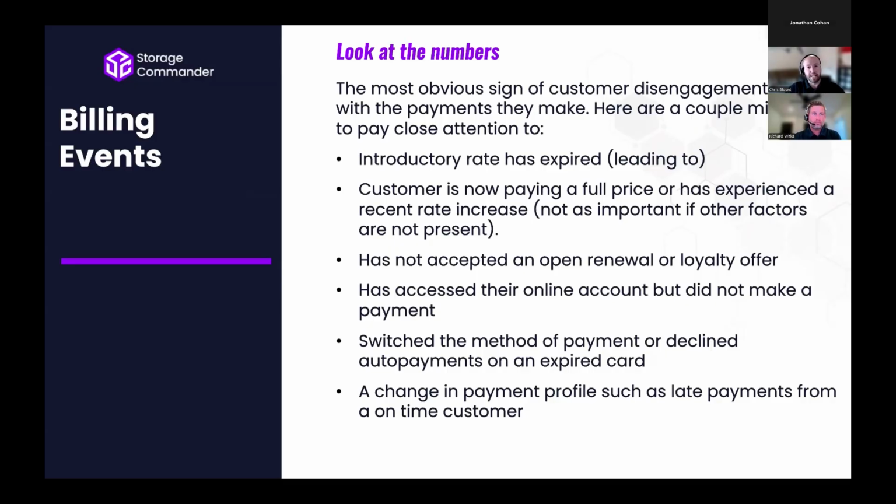If you have a customer that hasn't accepted an open renewal or loyalty offer, this could indicate hesitation or uncertainty about continuing. Follow up personally to understand objections and reinforce benefits.